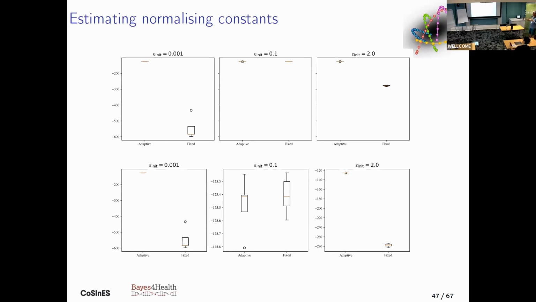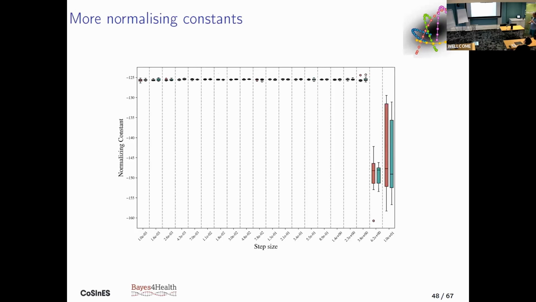So fixed means that there's no adaptation. This is the adaptive bit. And you see that basically the adaptive bit always recovers the well-tuned algorithm. And this was put on the same scale, and these are just zoom-ins of the thing, right?